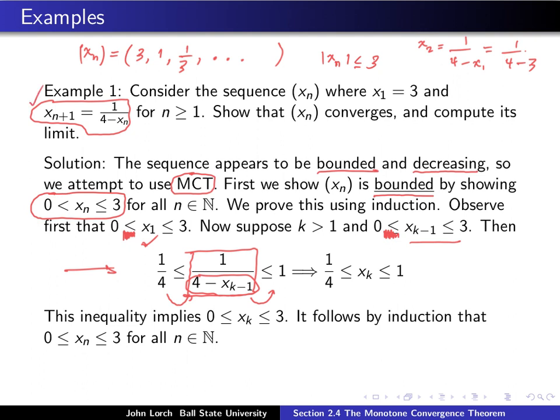So this says that x sub k, whatever it is, is between 1/4 and 1. And any number that's between 1/4 and 1 is certainly positive and less than or equal to 3. So those two steps, the base case together with the induction step, complete our proof by induction that the terms of the sequence are positive and less than or equal to 3. So that means that the sequence is bounded.